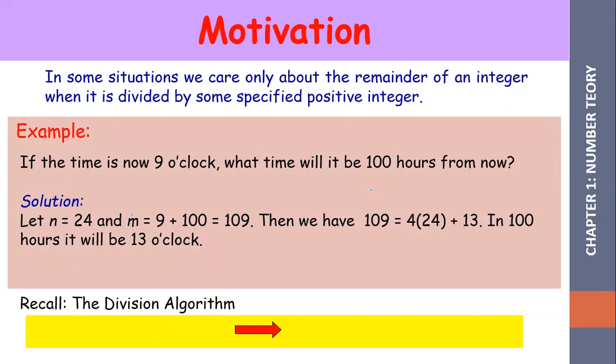Do you remember what the division algorithm is? It is m equal to qn plus r. So 109 divided by 24, quotient 4, remainder 13. So 100 hours later, it will be 13 o'clock, which is 1 p.m. So recall the division algorithm, r is equal to m mod n.